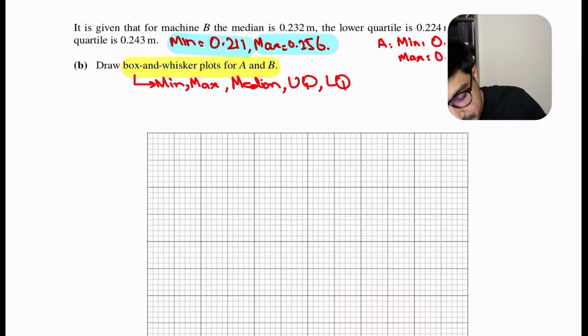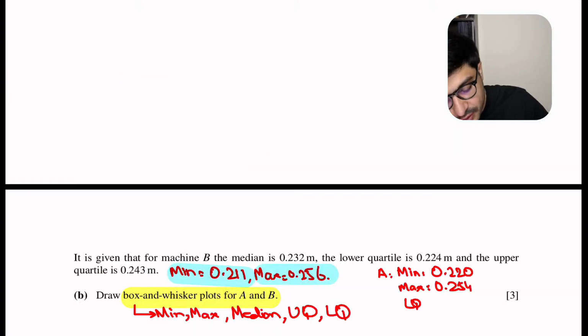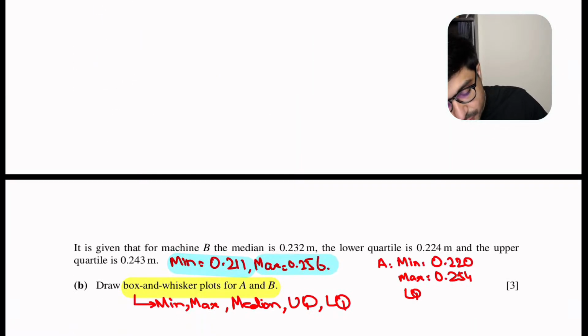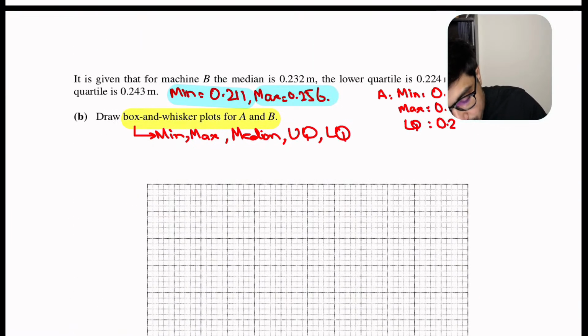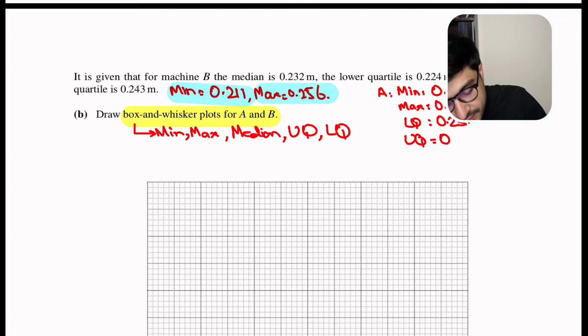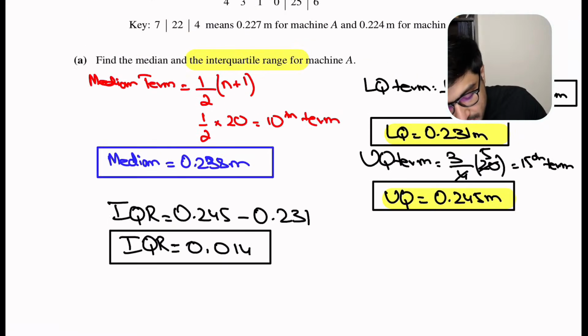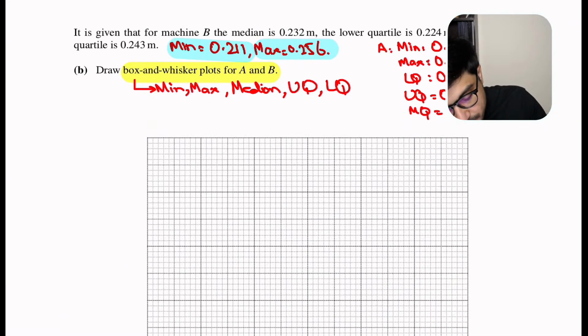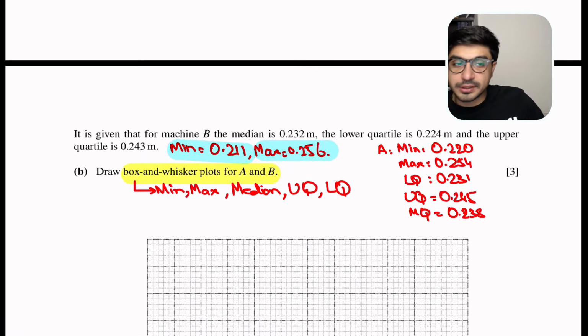And then what is going to be the lower quartile? We just figured out the lower quartile of it. It's going to be 0.231. The upper quartile is going to be what? The upper quartile in this case is going to be 0.245. And then the median is going to be what? The median is going to be 0.238, right? And that is going to be it. So these are the things that are going to be there to draw the box and whisker.